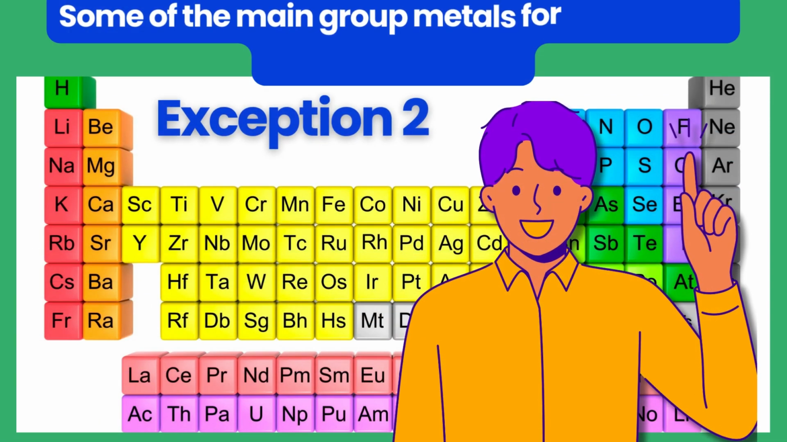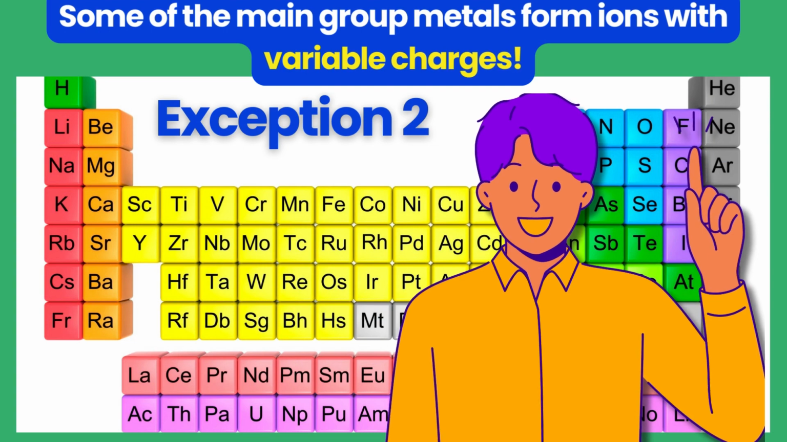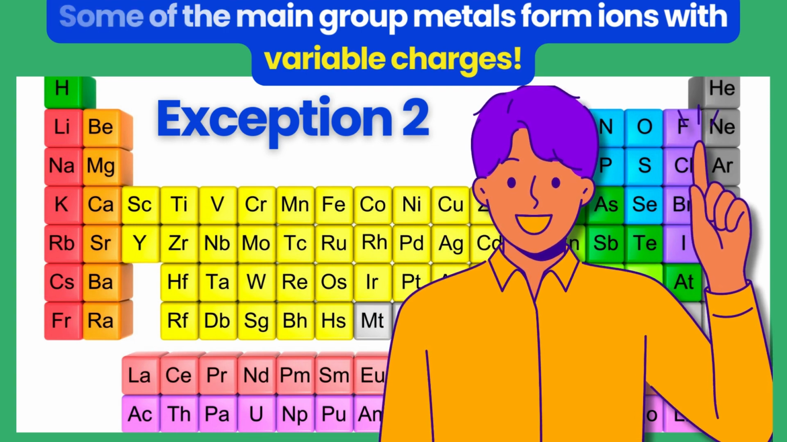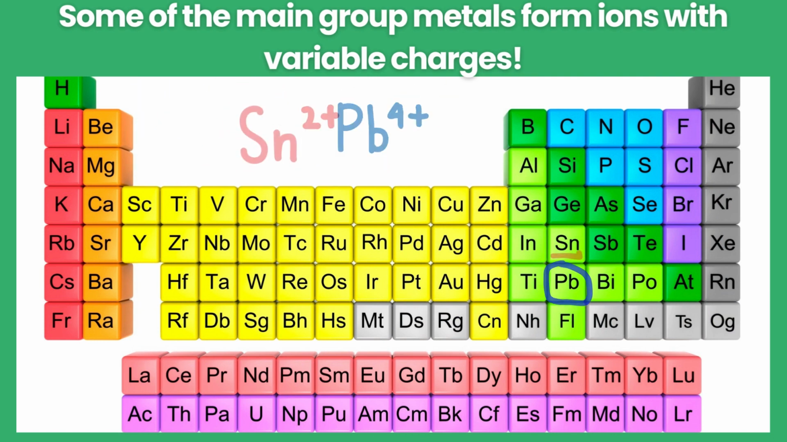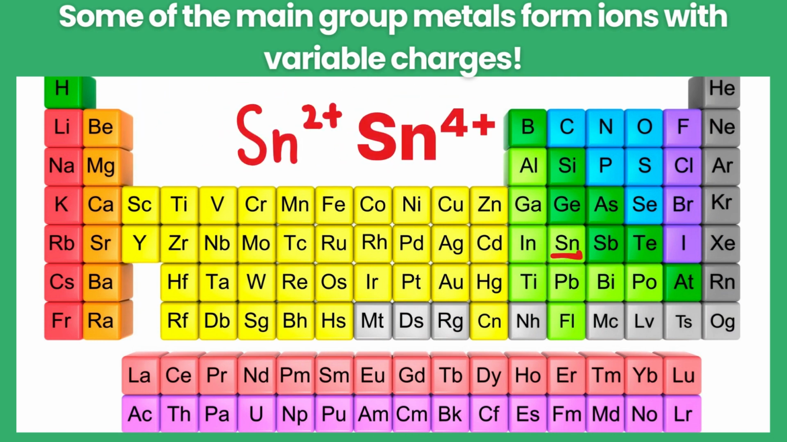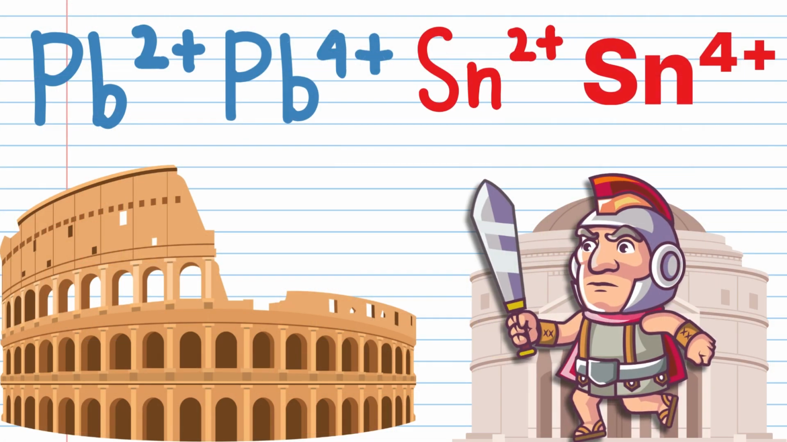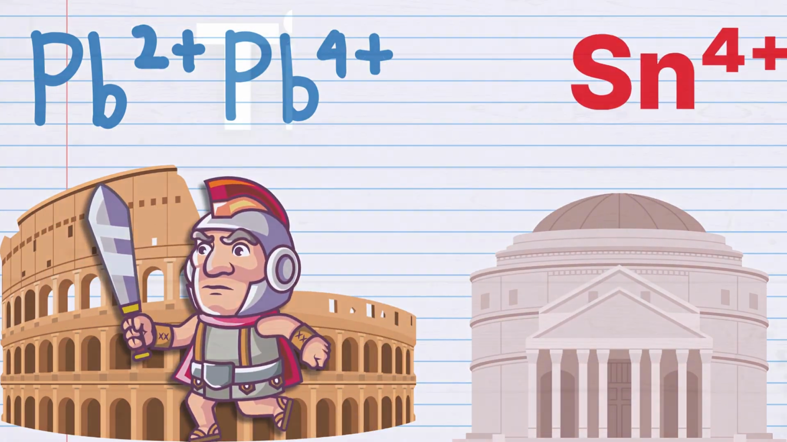Exception 2. Some of the main group metals form ions with variable charges. Pb, lead, can have 2+ and 4+ charges. Tin, Sn, can have 2+ and 4+ charges. So they do need Roman numerals.